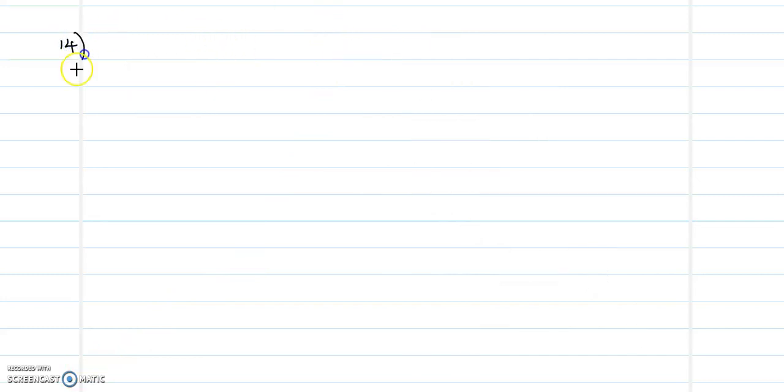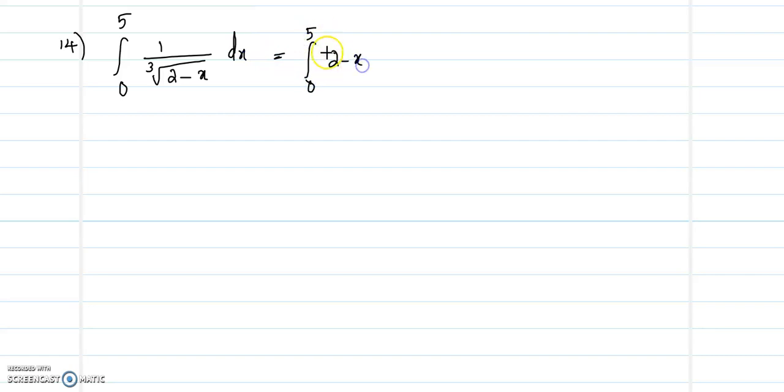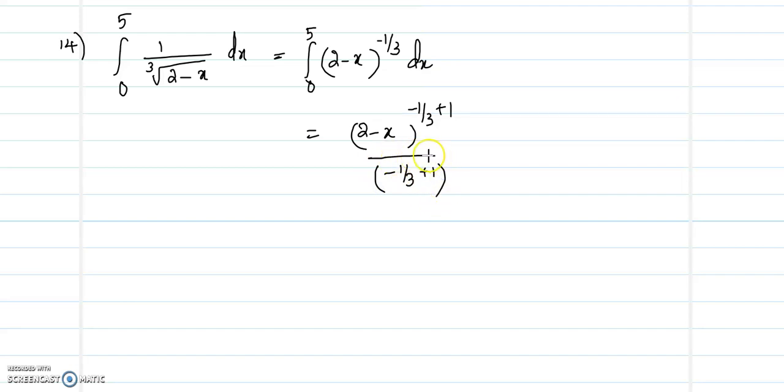And question 14, we need to evaluate the integral from 0 to 5 of 1 by cube root of 2 minus x dx. So this will be the integral from 0 to 5 of (2 minus x) whole raised to minus 1 by 3 dx. So this will be (2 minus x) whole raised to minus 1 by 3 plus 1, by minus 1 by 3 plus 1, into this minus 1. And we need to apply the limits from 0 to 5.